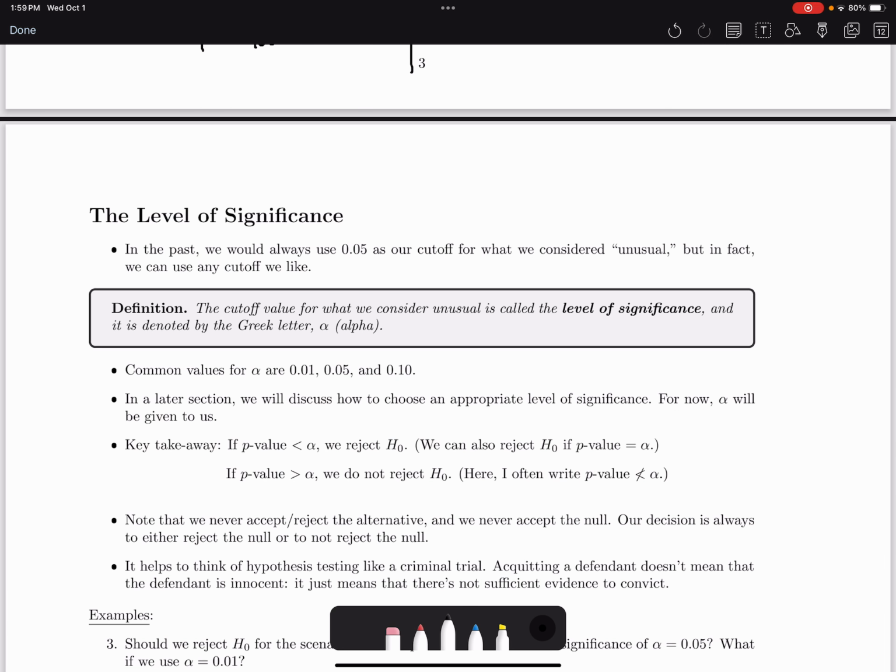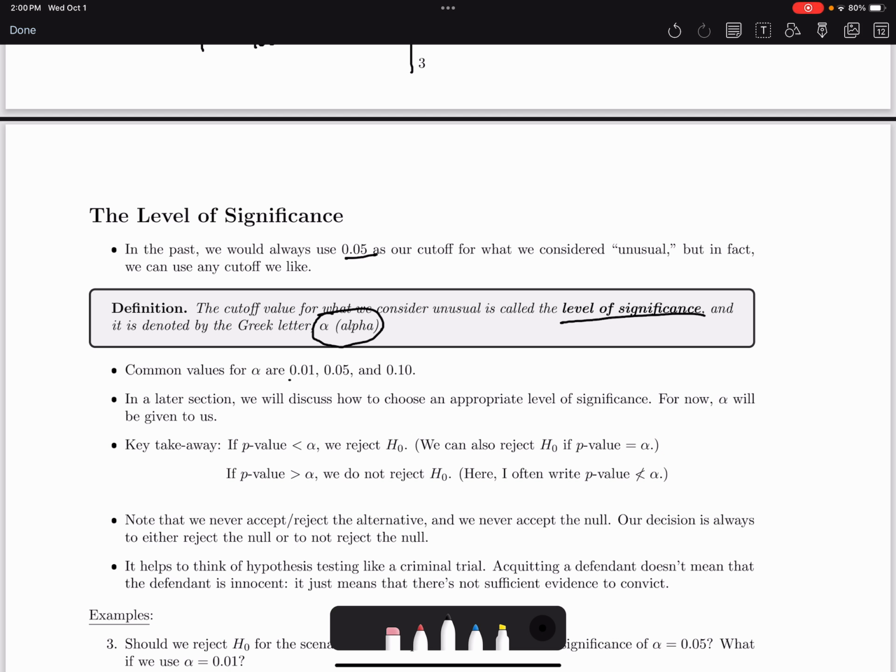Now, in the past, we would always use 0.05 as our cutoff value for what we would consider unusual. But in fact, we could use any cutoff value that we want. And that cutoff value is called the level of significance, and it's denoted by the Greek letter alpha. The level of significance is going to be chosen by the researcher before they ever even collect any data. So in our case, the level of significance is just going to be given to us. And we'll talk about it in a little bit more detail at the end of the chapter. But for now, alpha will just be given to us.